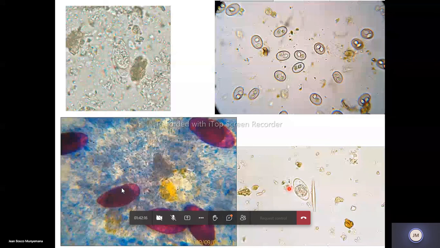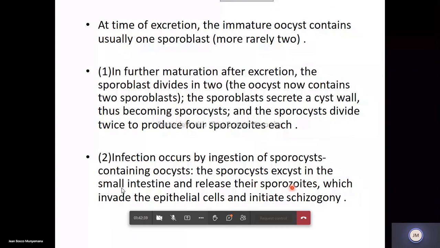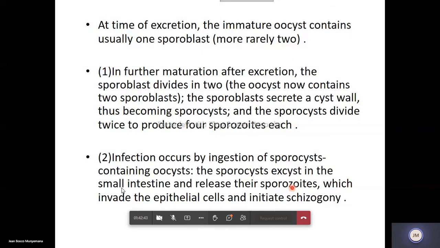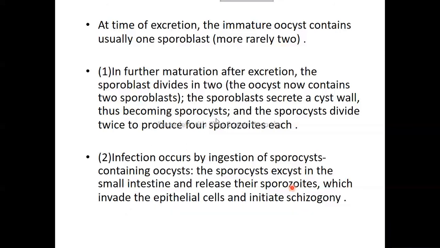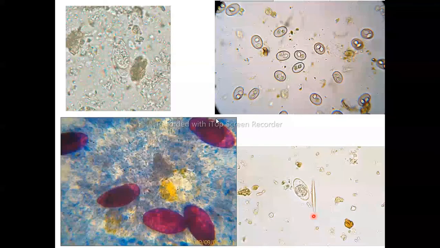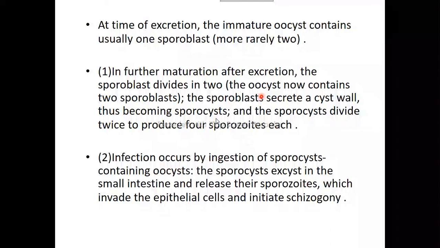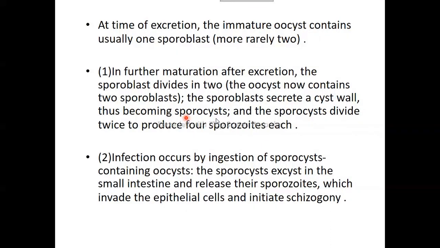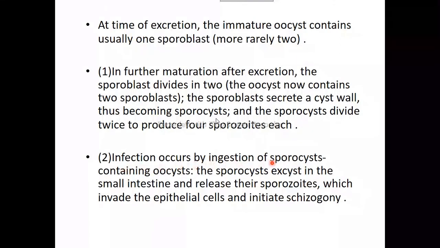So, at the time of excretion, the immature oocyst contains usually one sporoblast, more rarely two. In further maturation, after excretion, the sporoblast will divide into two. The oocyst now contains two sporoblasts. Here we have two, but here it's one. Then the sporoblasts secrete a cyst wall, thus becoming sporocysts, and each sporocyst will divide twice to produce four sporozoites. Infection occurs by ingestion of sporocyst-containing oocysts. The sporocysts excyst in the small intestine and release their sporozoites, which invade the epithelium and initiate schizogony.